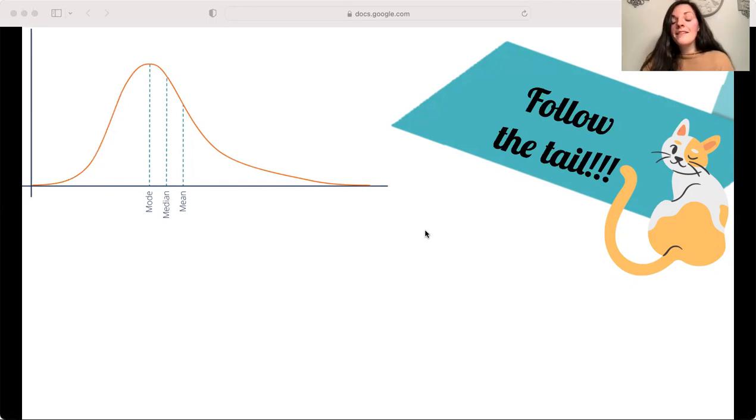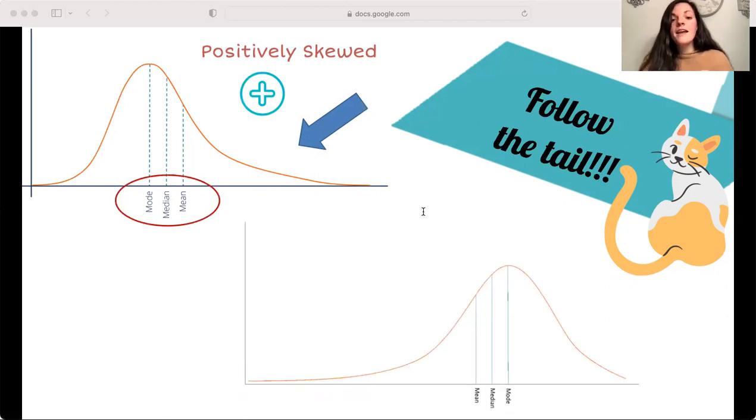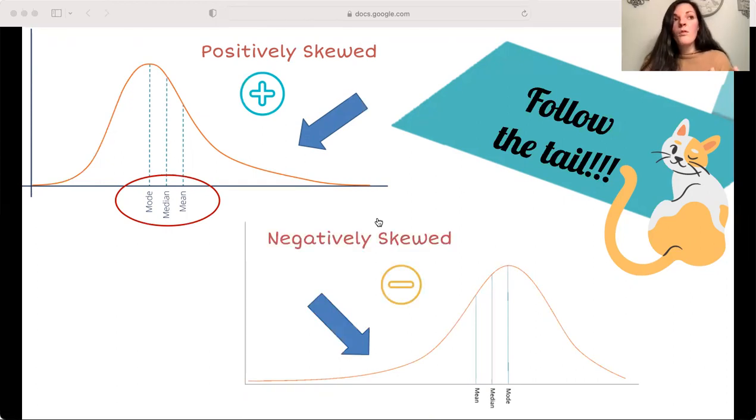So when you're looking at the distribution, please pay attention to the tail itself of the distribution. So in this example right here, if the tail is longer on the right side, it's going to be considered positively skewed because the mode is less than the median, which is less than the mean. However, if the tail is long on the left side, it's going to be considered negatively skewed because the mean is less than both the median and the mode.